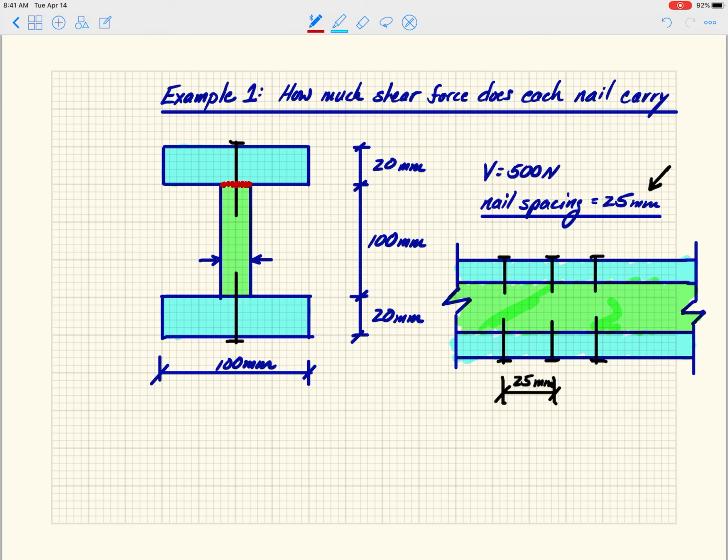And we've got to calculate how much force needs to be transferred per longitudinal dimension, per millimeter, per meter, however you want to do it. And then once we've calculated that, we can figure out, if the nail spacing is 25 millimeters, how much shear force each nail should have to take. Okay, so this is where we want to calculate shear flow here.